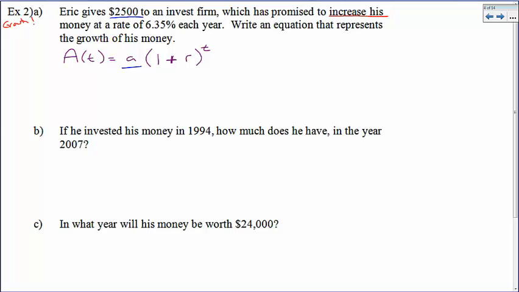Next, to write an equation modeling this specific situation, we need to plug in the information that is given for the variables. Here, the initial amount that Eric invests is $2,500, so we substitute in $2,500 for little a. The rate of increase we know is given as 6.35% each year. So for little r, we're going to plug in the decimal value of that 6.35%, in other words, 0.0635.